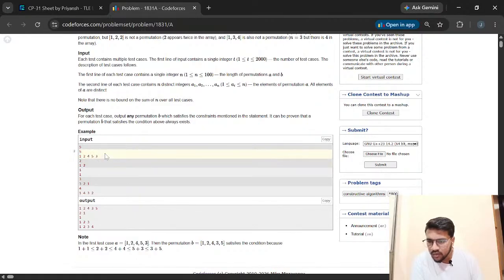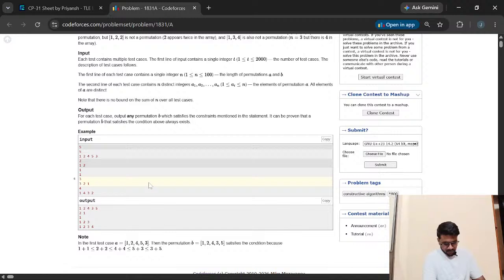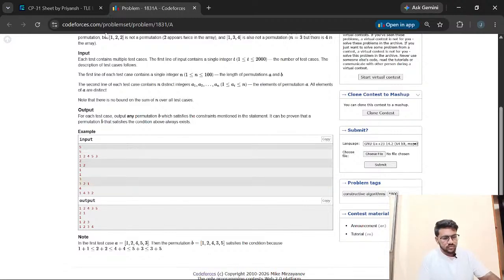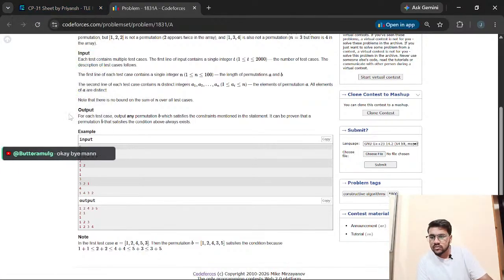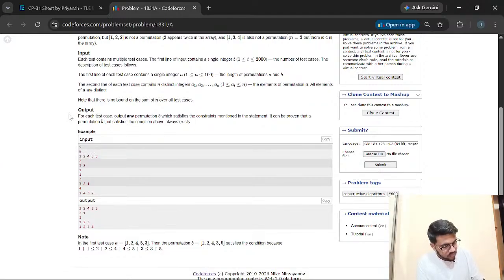We'll take an array. One, two, four, five, three. We skip this one, two, three, four, five, four, seven.